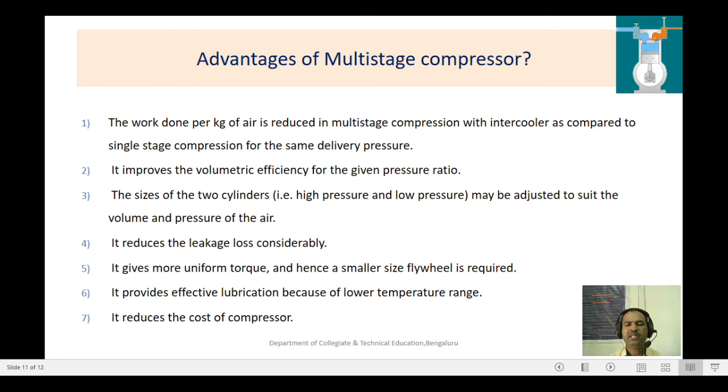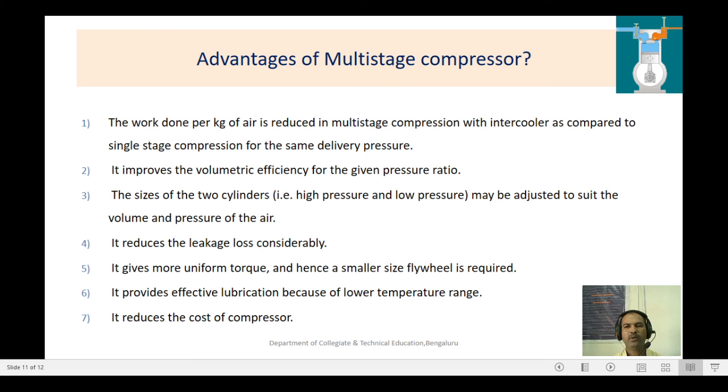And what are the advantages of a multi-stage compressor? Ultimately, the work done per kg of air is reduced in a multi-stage compressor by providing the intercooler between the cylinders, as compared to a single stage compressor. And automatically it improves the volumetric efficiency for the given pressure ratio. The pressure ratio may be 10 bar or 12 bar, whatever it may be, it will improve the volumetric efficiency. The sizes of the two cylinders may be adjusted to suit the volume and pressure of the air, and it reduces the leakage loss.